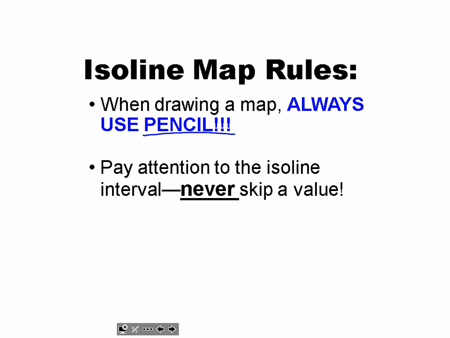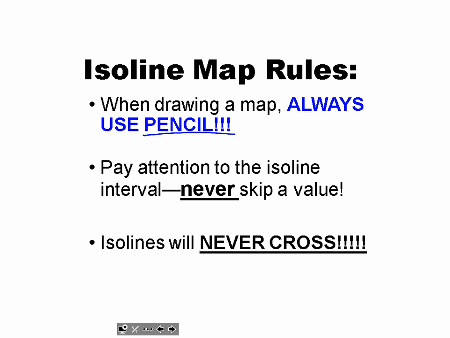Pay attention to the isoline interval. Never skip a value. If I tell you that your lines need to be going up by 10, then they should be going up by every 10, and that's what the previous map was. All those lines had a value of going up by 10. Isolines never cross one another. If they do, remember an isoline connects a point of equal elevation. If they cross, that means at that point where they cross, they represent 2 values, which can't happen.